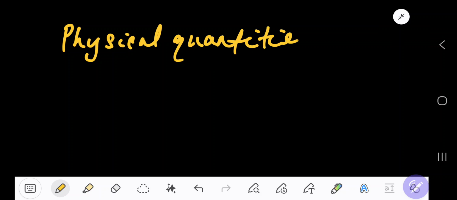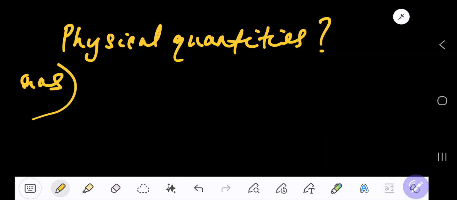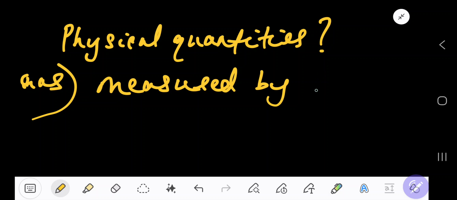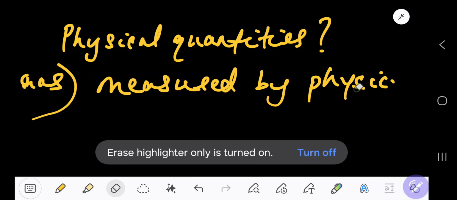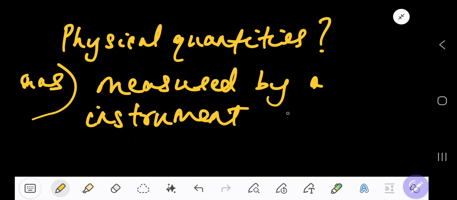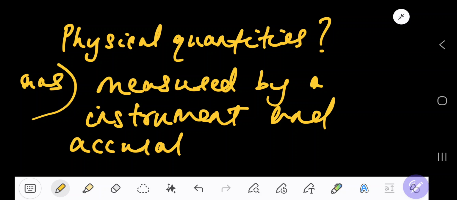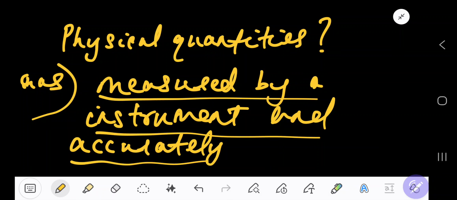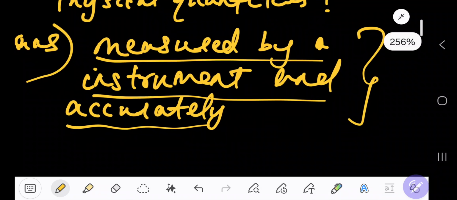So before we start with scalars and vectors, we're going to ask ourselves the question, what are physical quantities? Physical quantities. Okay. So the quantities which can be measured are called physical quantities. Pretty simple, right? Quantities which can be measured with an instrument and accurately are known as physical quantities.